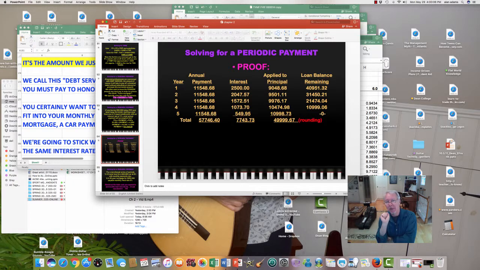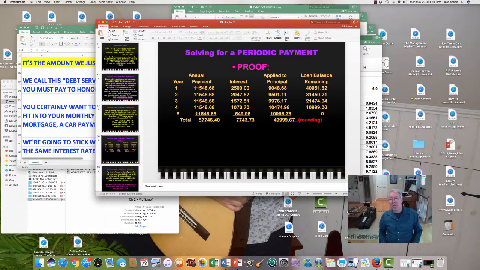Whatever of that $11,548 is left after paying the interest is used to reduce your principal. Since the payments stay the same, and since the amount that I owe the bank will be declining as I pay it off, every single year my interest will be less and less. That means the amount that's left to apply to the principal will be more and more. And I'm always going to take whatever I owe the bank minus how much is applied to the principal, and that's how much is left.